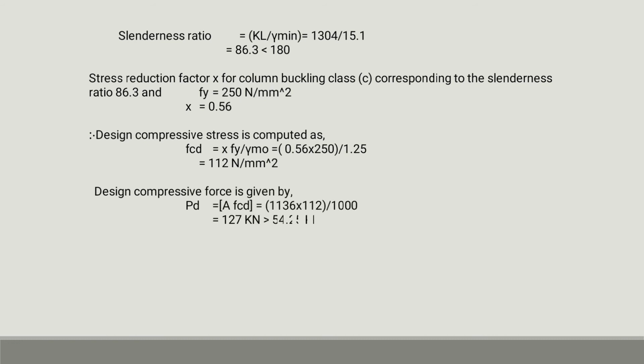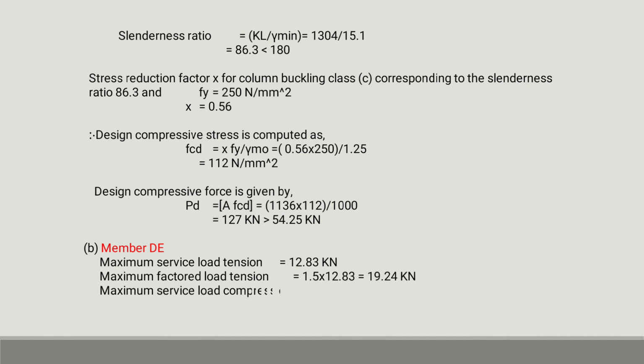Then the design compressive strength and design compressive force are to be computed. Compressive strength means fcd, which is computed by some formulas. The design compressive force is given by Pd is equal to A into fcd. We know the area 1136 and fcd we previously found is 112. So it is equal to 127 kilonewton, which is greater than 54, hence safe. Remember DE is the same: the maximum service load tension is multiplied by the load factor, and the maximum service load compression is again multiplied by the factored compression load.